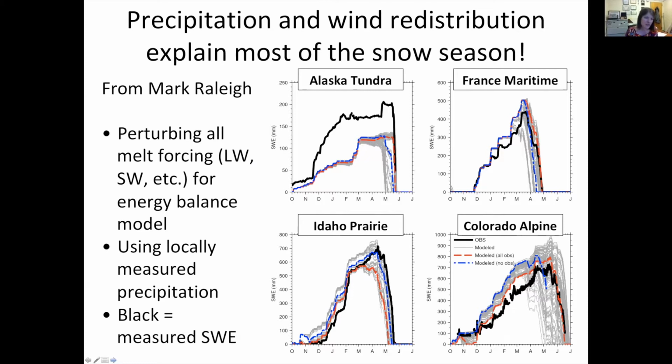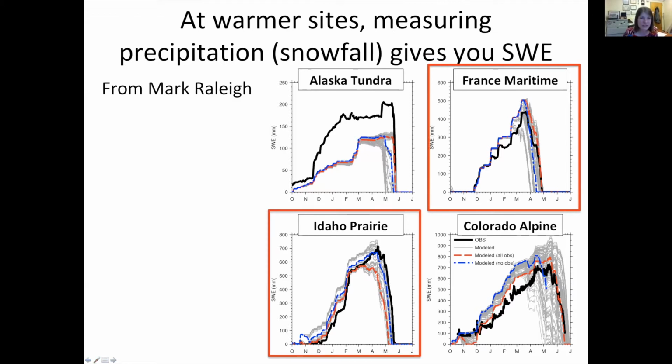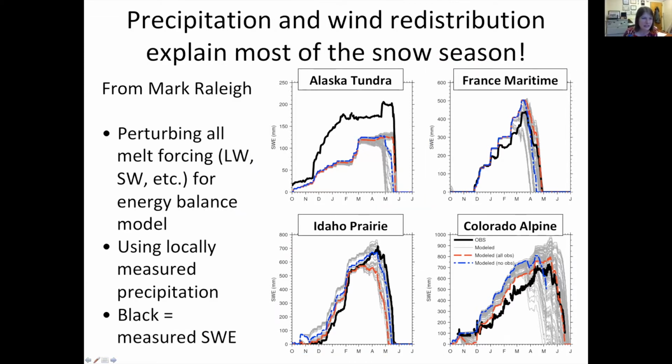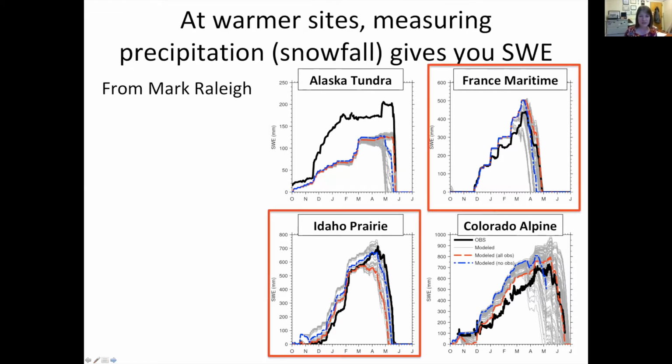And then he perturbed everything else that might have something to do with it, incoming energy balance and model parameters. What I want you to take home from this is that if you have precipitation, you actually can do a pretty good job modeling how much snow we have.